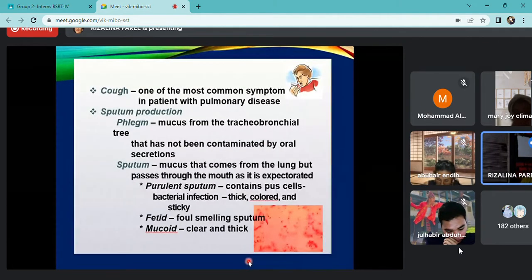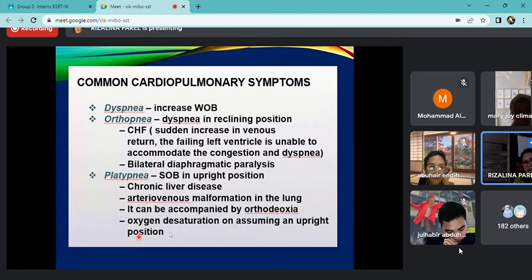Okay, next we have the cough. Cough, one of the most common symptoms in patients with pulmonary disease. So these are now your common cardiopulmonary symptoms. So as RT, we should know what dyspnea is. Ang dyspnea is the sensation, di ba, that occurs when breathing effort is excessive minsan or minsan naman ay kulang. Increase or decrease ang kanyang breathing.